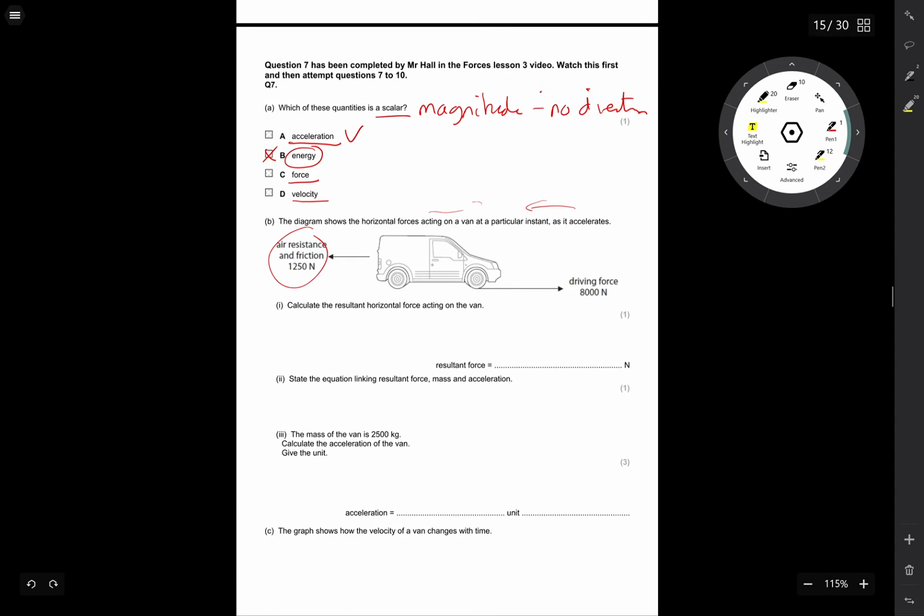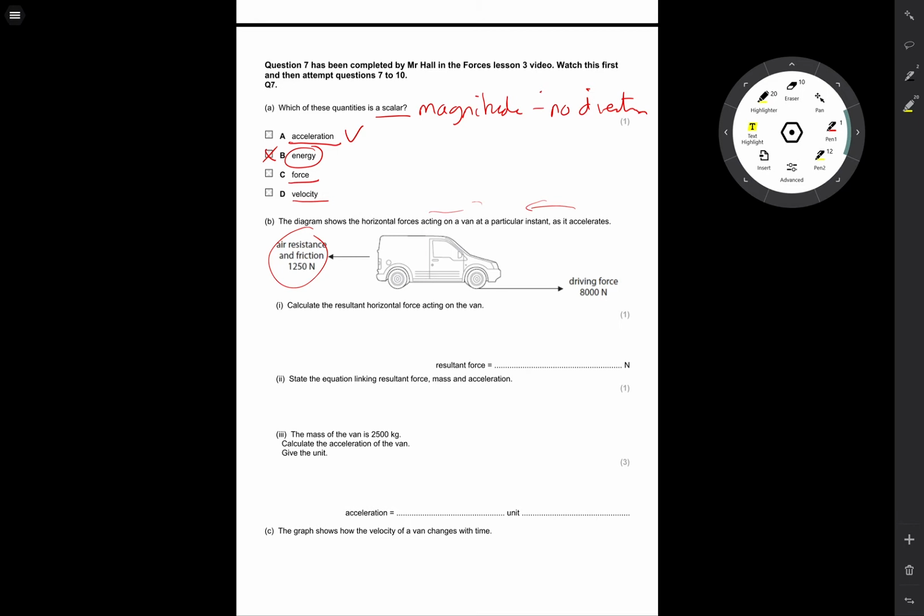The diagram shows the horizontal forces acting on a van at a particular instant as it accelerates. So we've got air resistance pulling it back, and we've got driving force pushing it forwards. Probably more to say the air resistance pushing it back. Calculate the resultant horizontal force acting on the van. Well, we always add forces together, but we have to be careful because force is a vector, which means you can have positive forces and negative forces.